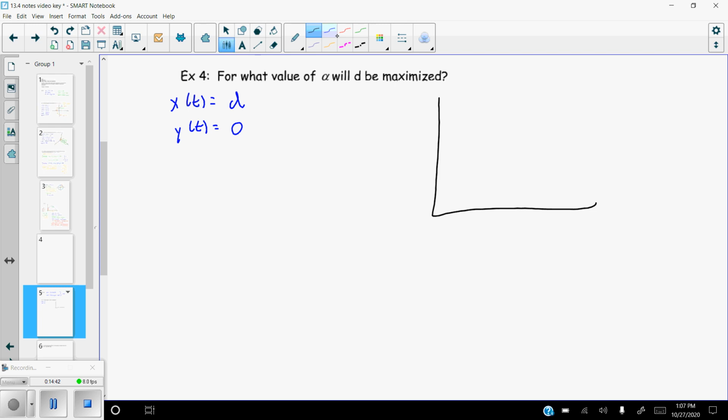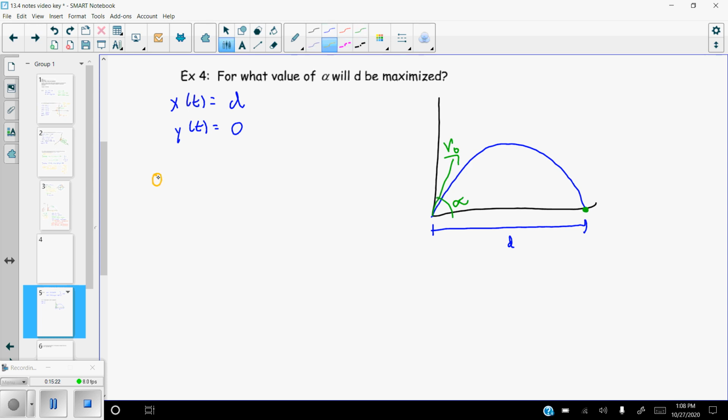So what we have is our projectile, which does something like that. We are talking about finding the distance or maximizing this distance d. We are going to have some kind of an initial velocity coming off of there. It's going to form some kind of an angle with the ground, which is alpha. So we are trying to maximize that distance, meaning we want to figure out the furthest distance this thing can have when it comes back down and hits the ground. So x of t is our distance, y of t is 0, because we want to know when it hits the ground.